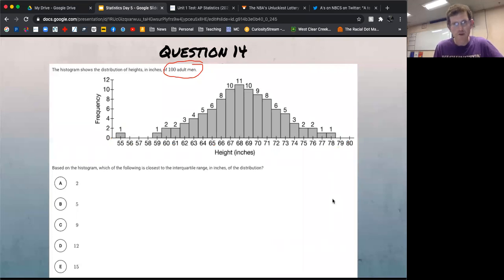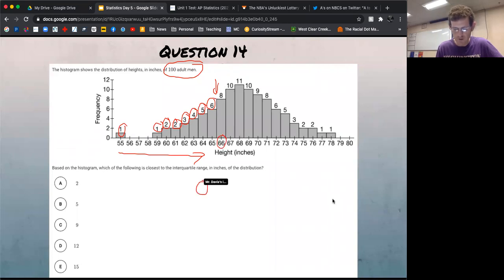But knowing there's 100 adult men, the 25th percentile is going to be that 25th man. So I just want to count from the bottom, count up until I find where that 25th man is going to be. So 1, 2, 3, 4, 5, 6, 9, 13, 18, 24, which means right here, that 25th percentile man is going to fall in that bin, 66.